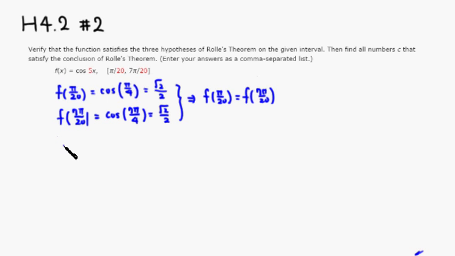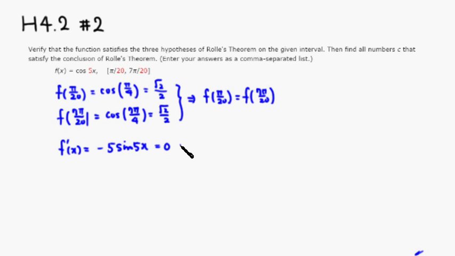So take the derivative. The derivative of cosine is negative sine of 5x, then multiply by the derivative of 5x, which is 5, so I'll put 5 in front. We set this equal to 0.